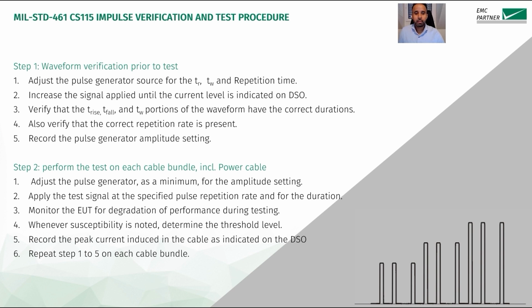It is recommended to set the generator to minimum test level and then gradually increase the test level to prevent EUT damage during the test, and whenever a disturbance is noted, the threshold of the test level is then documented. All steps are then repeated for each cable bundle.